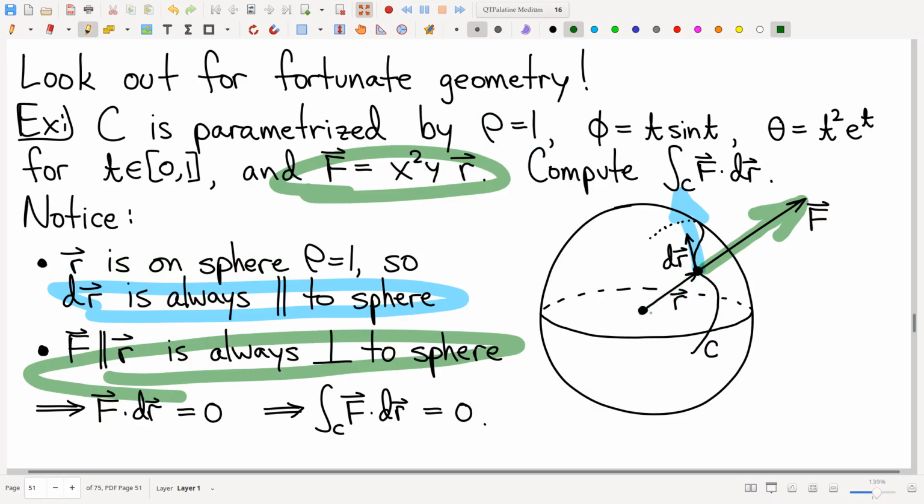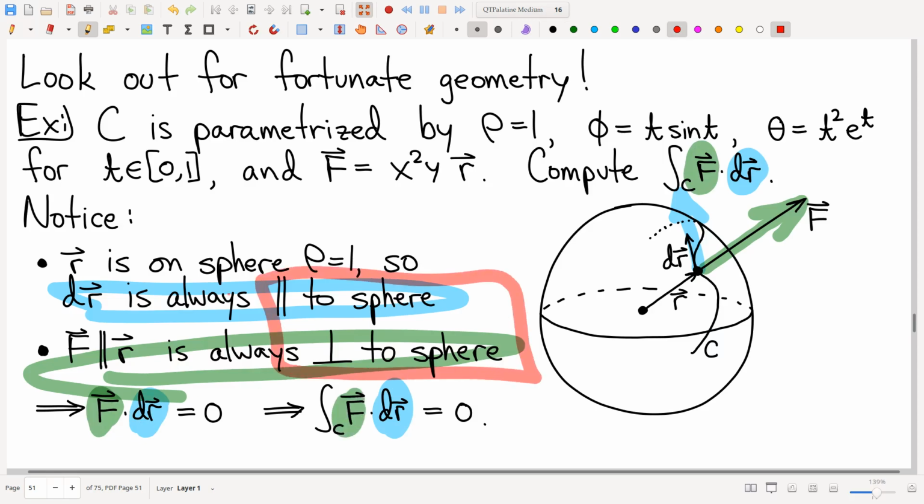What we have then is our dr and our F. Well, it says right here that one's perpendicular to the sphere, one's parallel to the sphere, therefore they're perpendicular to each other, therefore the dot product is 0, and therefore in this integral we're just adding up a bunch of zeros. So the answer is 0. No fuss. I didn't have to deal with the horrifying nightmare of a parameterization that would have been.